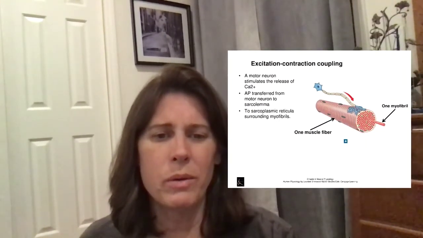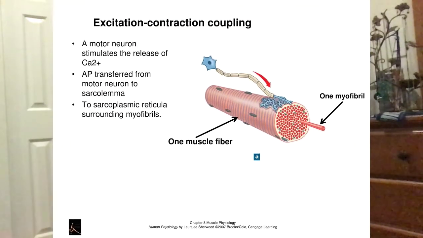All right, so we refer to this as excitation contraction coupling. Okay, because our motor neuron is what's stimulating the release of calcium. You cannot get a contraction unless calcium interacts with troponin. Okay, and so the AP coming from the motor neuron is transferred from that motor neuron to the sarcolemma, down the T-tubules, to the sarcoplasmic reticula.